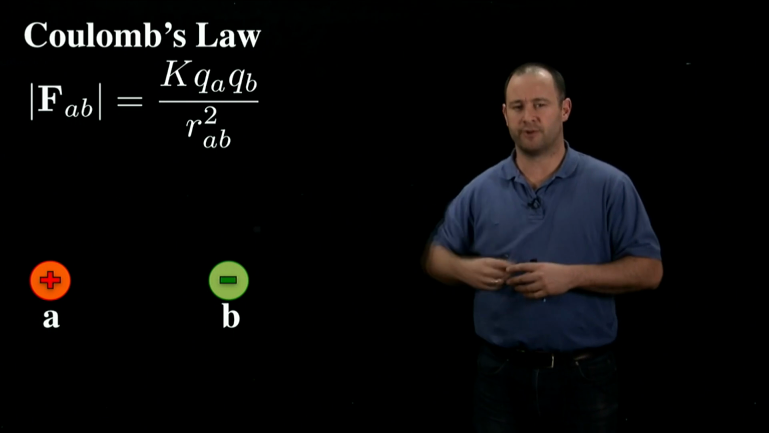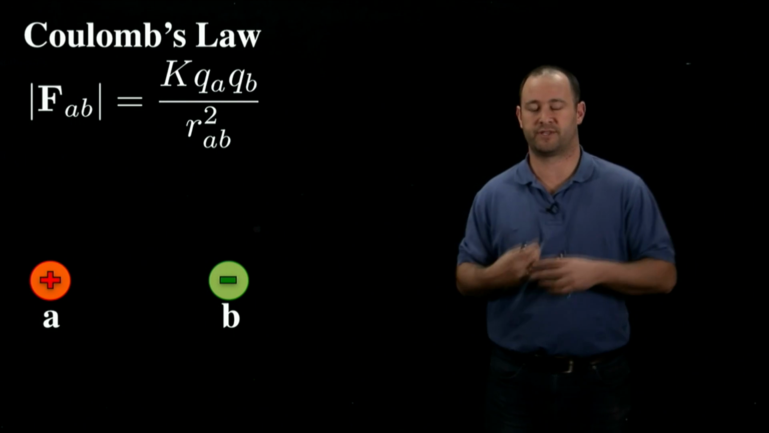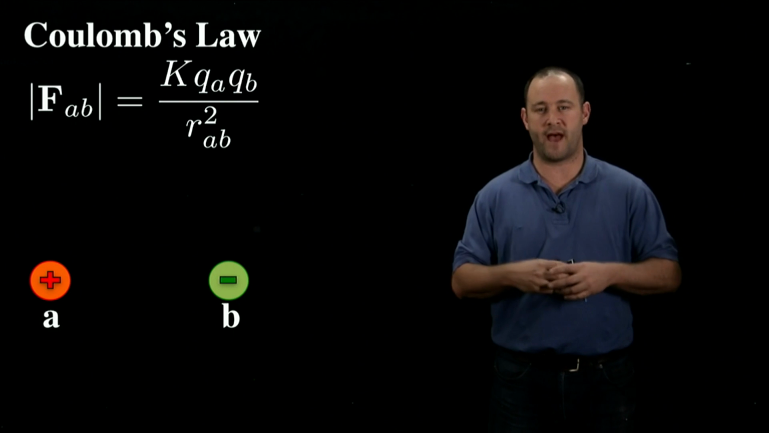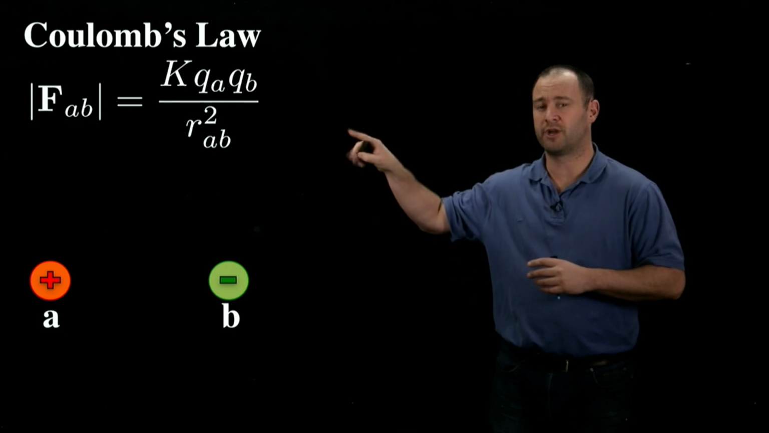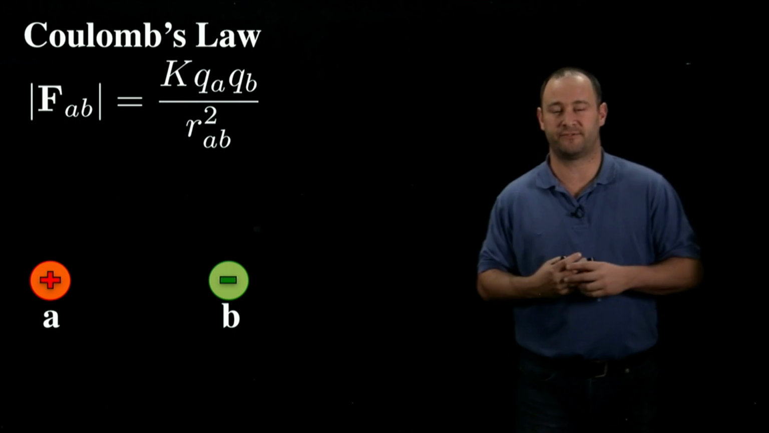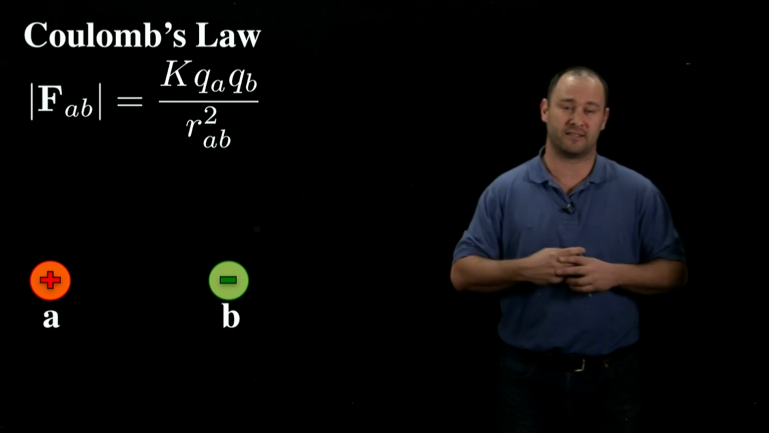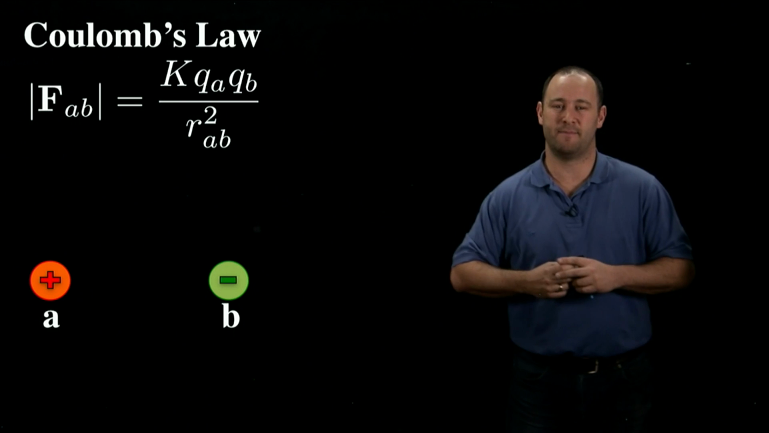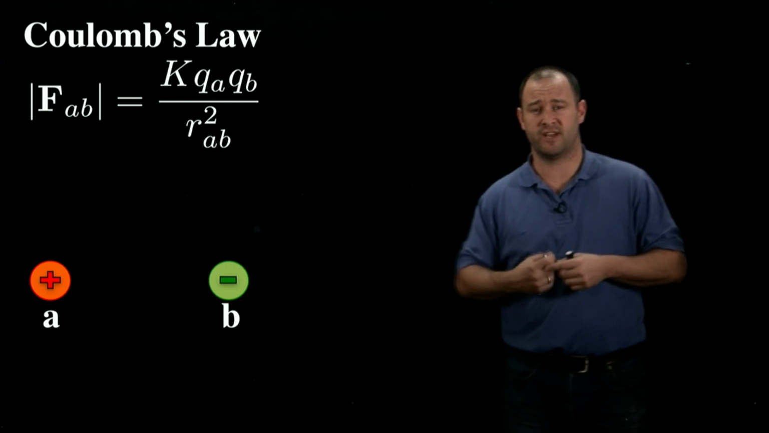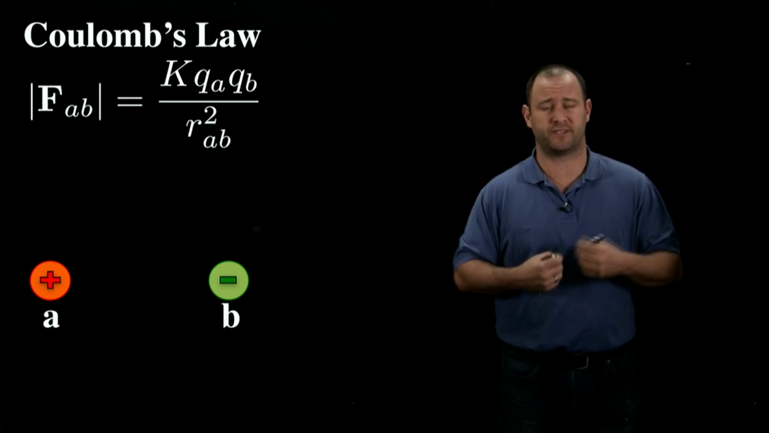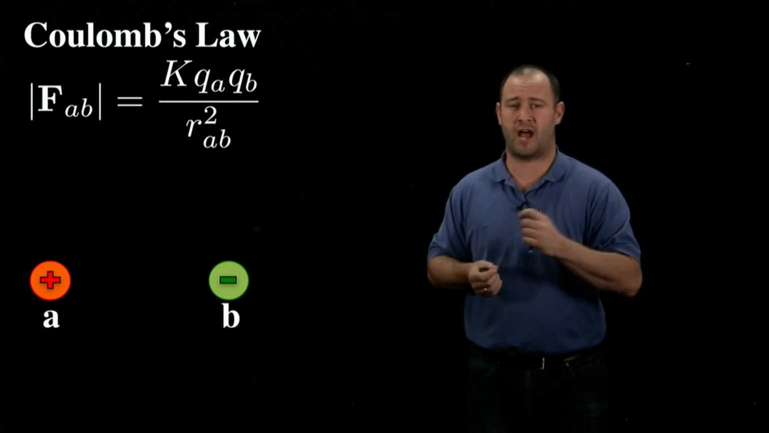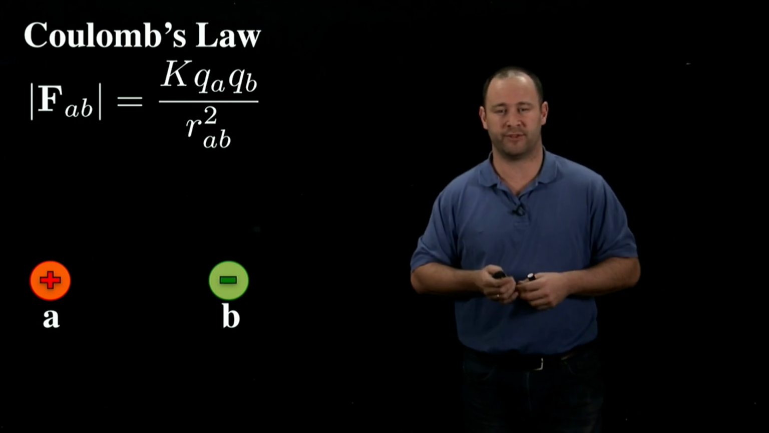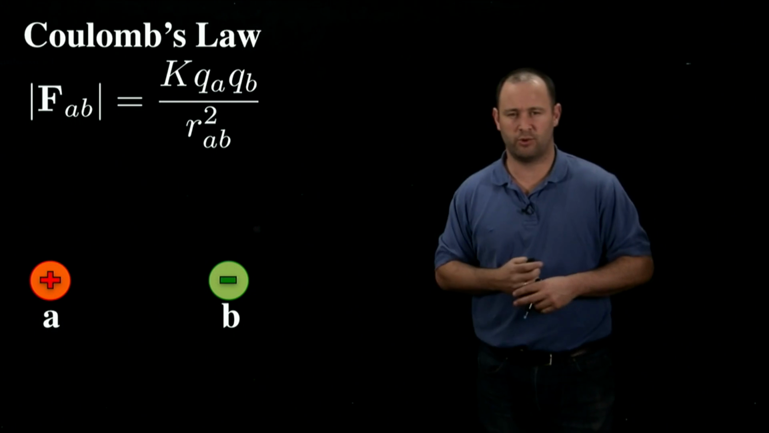K is a constant of proportionality, which we'll discuss in more detail as we go through the course, and if you want to know more about it, then I recommend reading it in the textbook. Q_A is the size of charge A, and Q_B is the size of charge B, and R_AB is just the distance between the two charges. So this is, for example, the force that charge B feels from charge A, okay? And notice that it goes like 1 on R squared, or 1 on the distance squared. So this is Coulomb's Law.